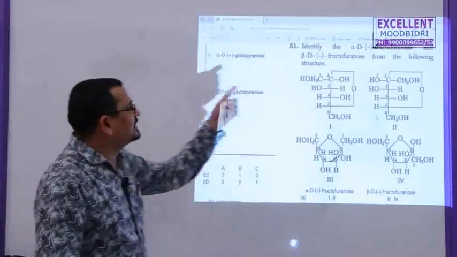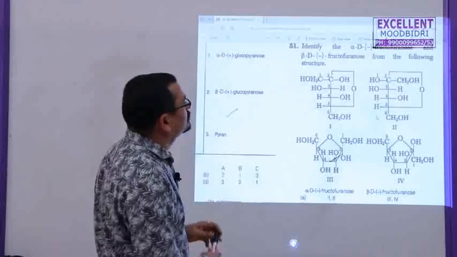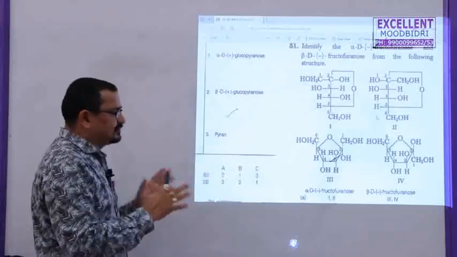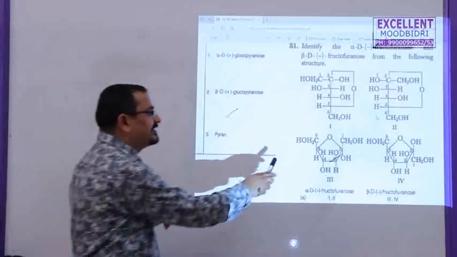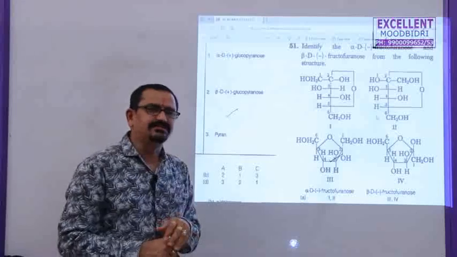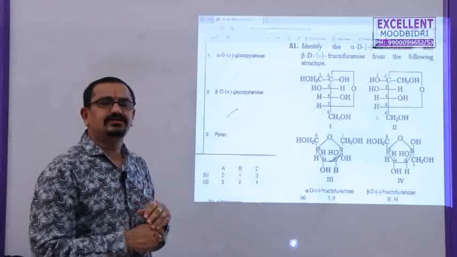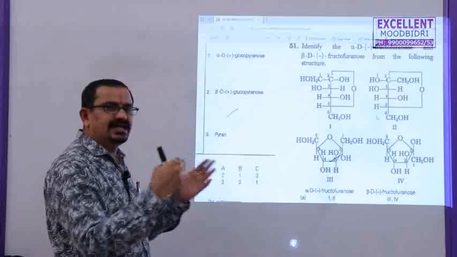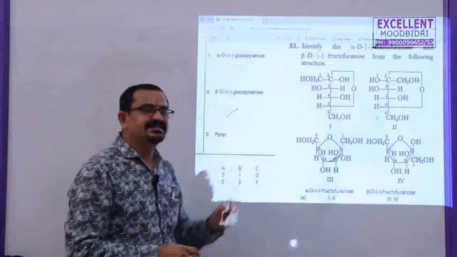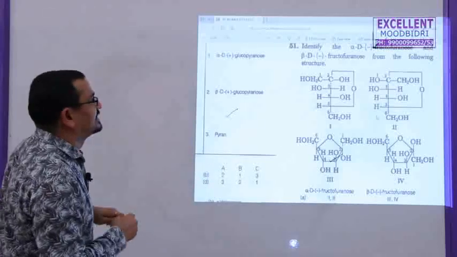Next question: identify alpha D fructofuranose and beta D fructofuranose from the following structures. Actually, identifying these cyclic structures is very important in predicting the link. Suppose a question is given on sucrose, asking what the links are between so and so molecules, then we should identify them by looking at these diagrams. One has to practice them like anything.